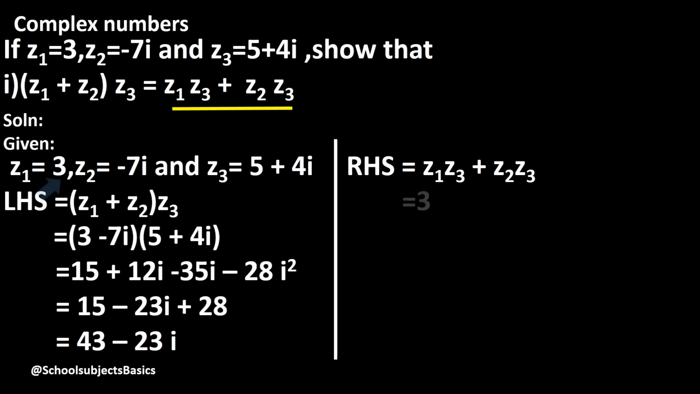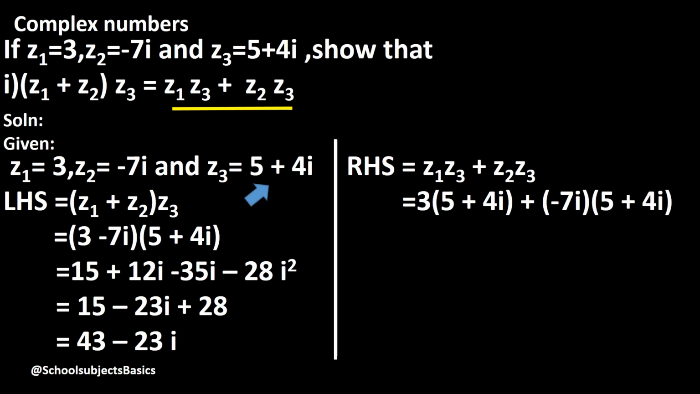Next we will solve RHS. So for RHS, we have to substitute the value of z1. What is z1? 3. Then z3 is 5 plus 4i. Then plus, what is the value of z2? That is minus 7i, so it is written as minus 7i into z3, that is 5 plus 4i. So once again we have to multiply as in the previous one. First we multiply 3 with 5 and 3 with 4i, since it is inside the bracket. So 3 into 5 is 15, 3 into 4i is plus 12i.